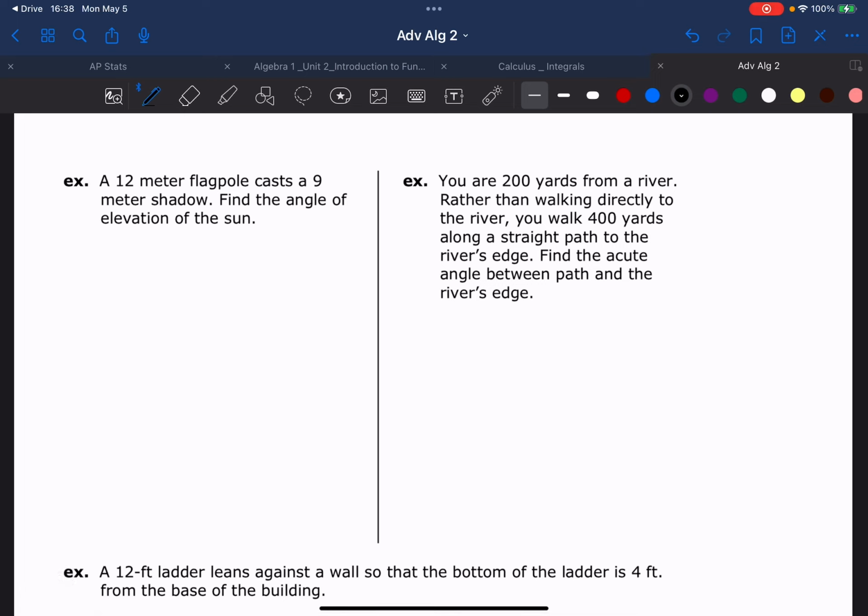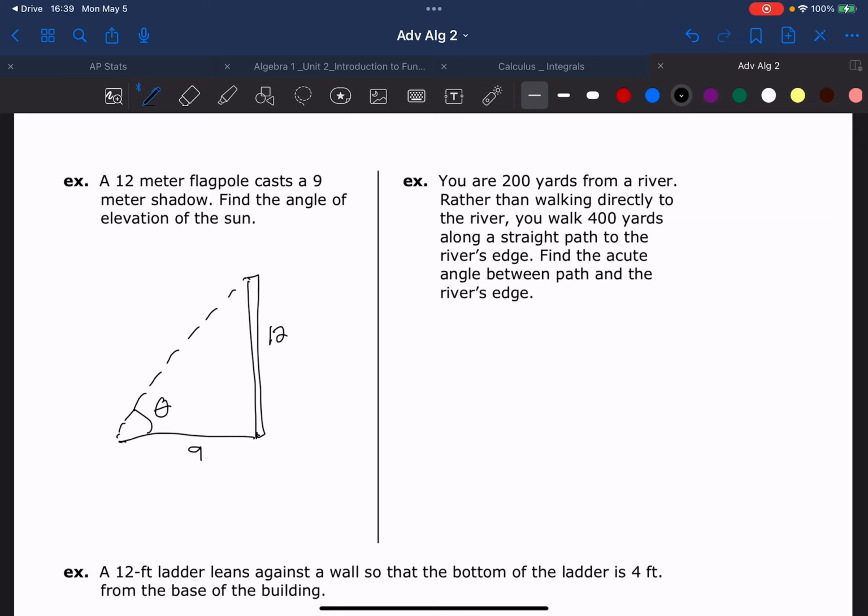Next example, it says a 12-meter flagpole casts a 9-meter shadow. Find the angle of elevation of the sun. Okay, so a 12-meter pole casts a 9-meter shadow. Okay, so we're trying to find this here. Find the angle of elevation of the sun. So angle of elevation, remember that's above the horizontal line, so that's this angle here.